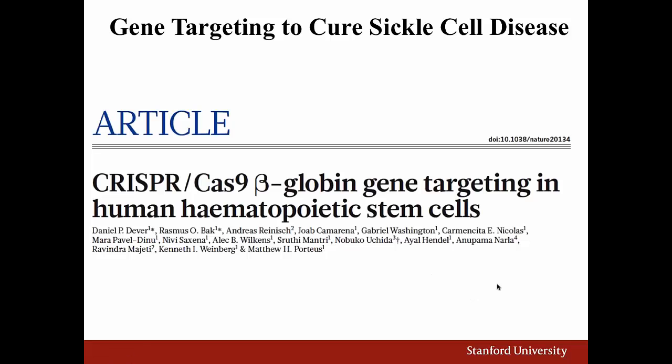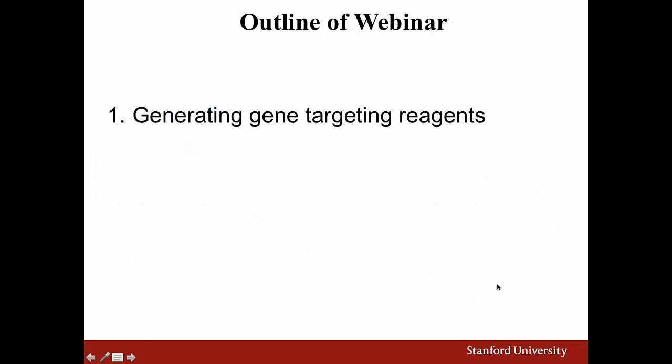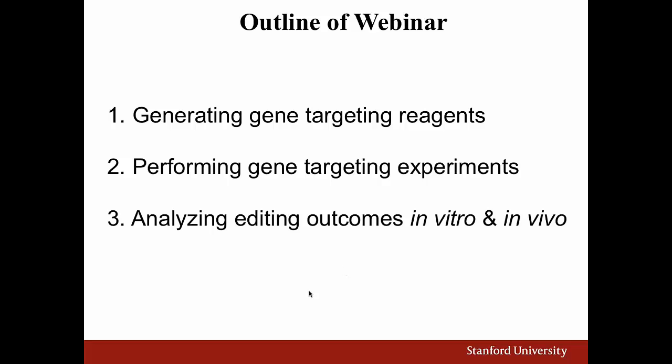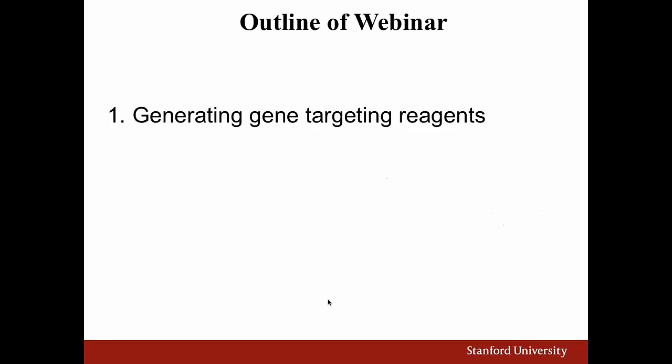But I'm going to be focusing on the nitty-gritty of the approach, as the audience here is researchers looking to do homologous recombination. So I thought I'd go through those steps in order. I broke down the webinar into three main points. One is generating gene targeting reagents to be able to do homologous recombination. The second is actually performing the gene targeting experiments. And the third is analyzing these editing outcomes in vitro or in vivo.